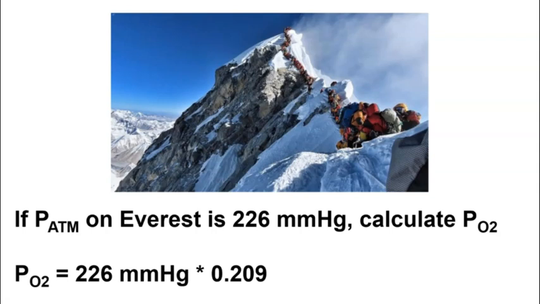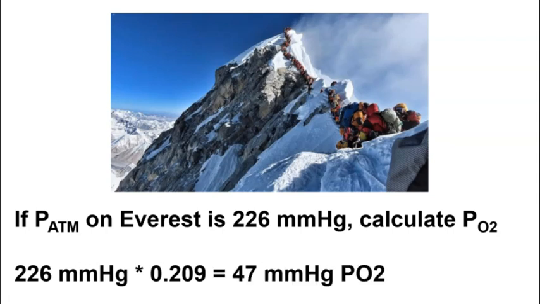So just like with the previous problems, we would calculate the partial pressure of oxygen by taking the total atmospheric pressure, which in this case is 226 millimeters of mercury, and multiplying it by the decimal form of 20.9%, since oxygen gas at the summit of Mount Everest still makes up 20.9% of Earth's atmosphere. So we would multiply that 226 millimeters of mercury by 0.209. And in this case, the partial pressure of oxygen on the summit of Mount Everest is approximately 47 millimeters of mercury.